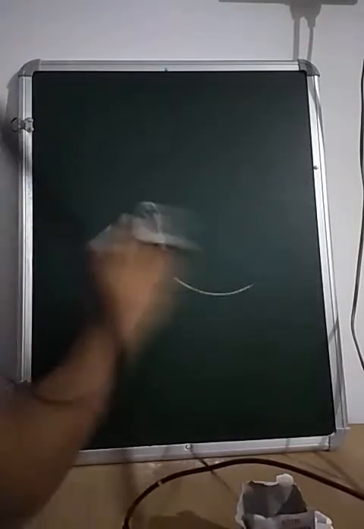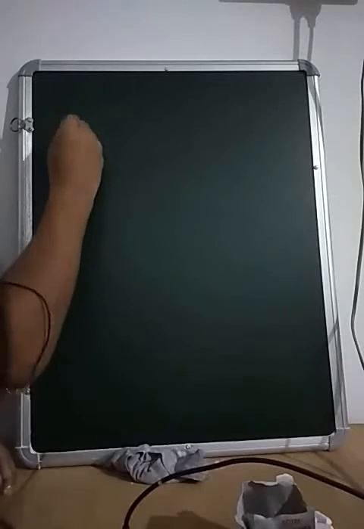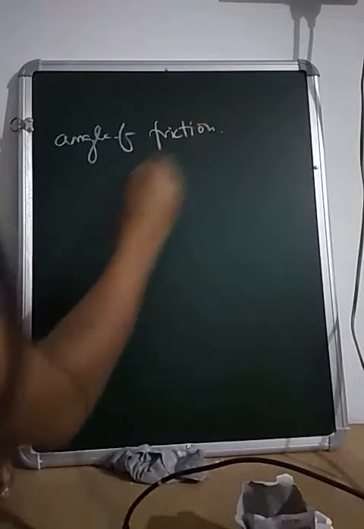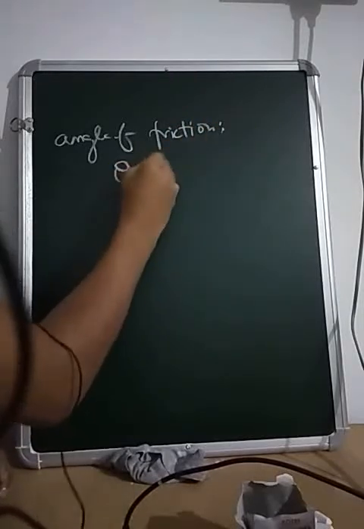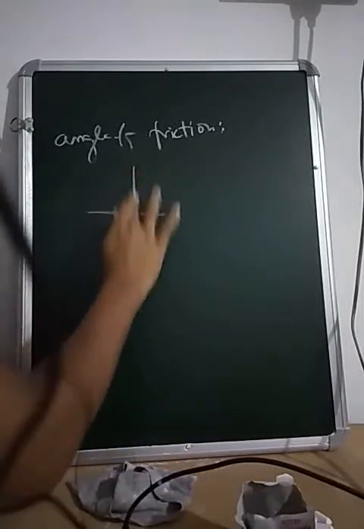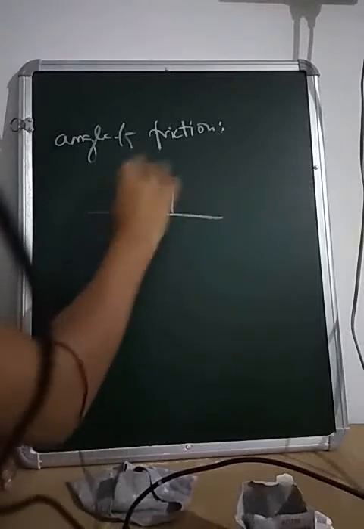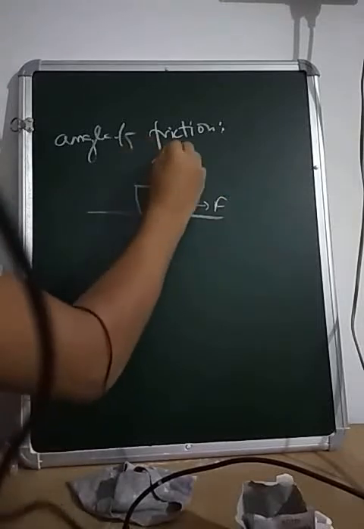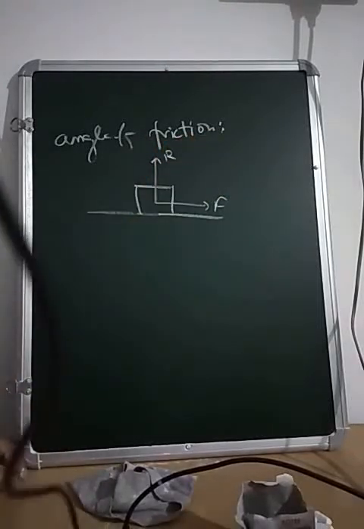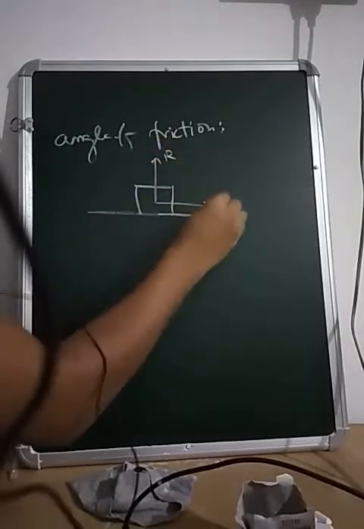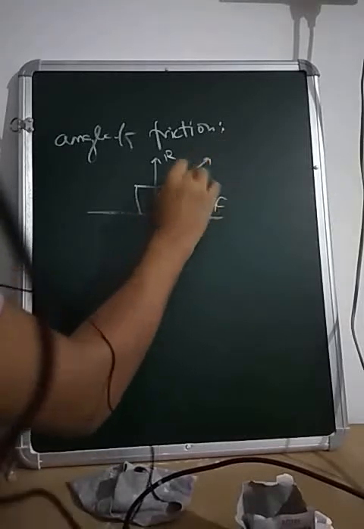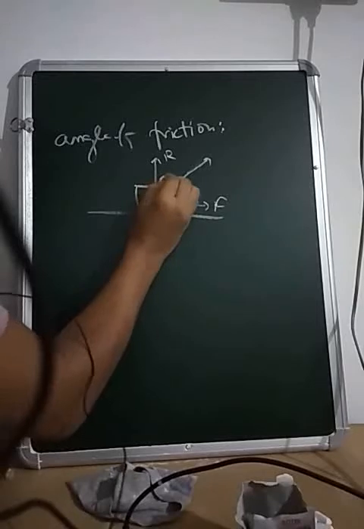And after that, what we discussed in the last class was the angle of friction. Suppose theta is the angle of friction. What is the angle of friction? Suppose the box is over a surface, and this is the limiting frictional force F required to slide the box, and this is the normal direction R. So the angle of friction is the angle made by the resultant of F and R. Suppose this is the resultant of F and the normal reaction. Okay, this is the angle of friction.